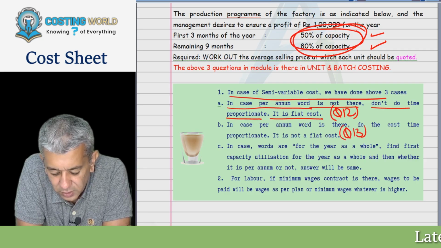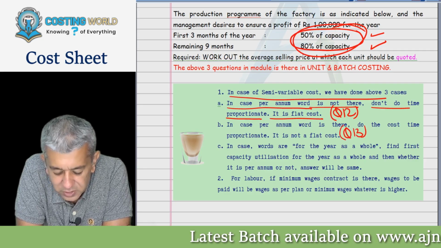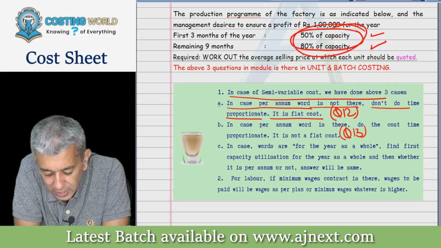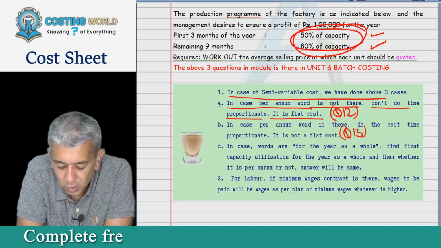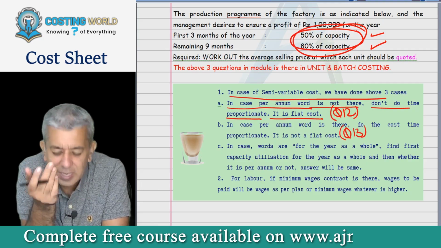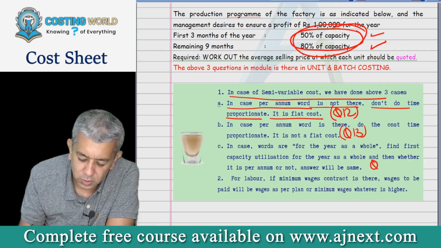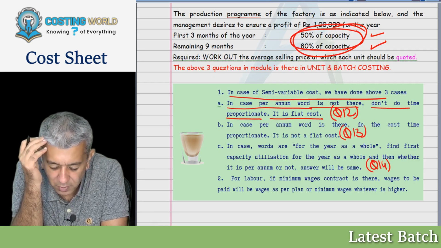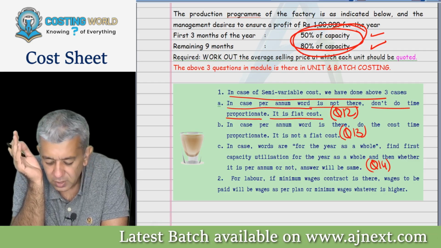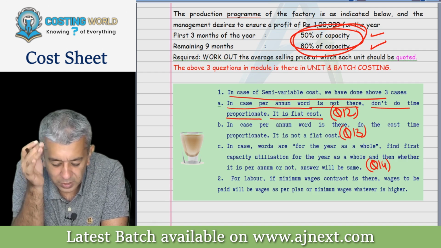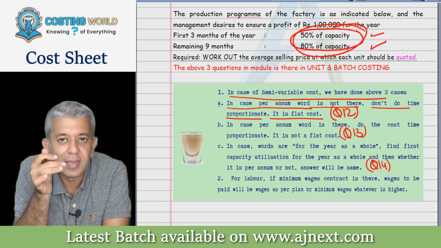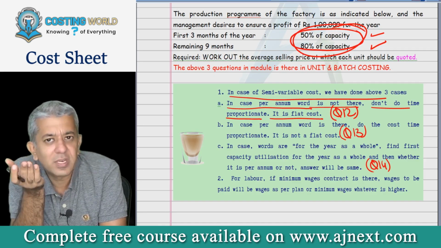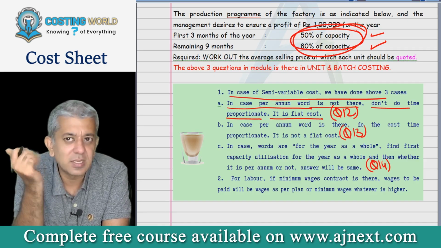In case words are for the year as a whole, first find out the capacity utilization for the year as a whole. And then whether it is per annum or not, the answer will remain the same. That is the exact thing that I told you. This was your question number 14. Okay. For labor, if a minimum wages contract is there, wages to be paid will be the higher as per the plan, means at the rate of 2 per unit, or minimum wages, whichever is higher. So we did exactly the same thing.